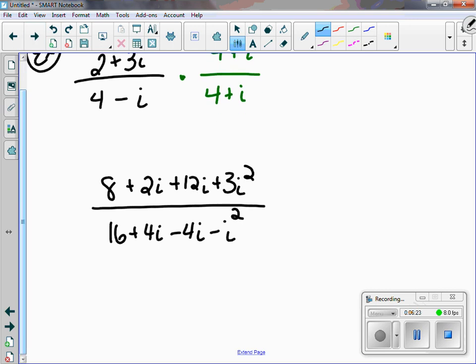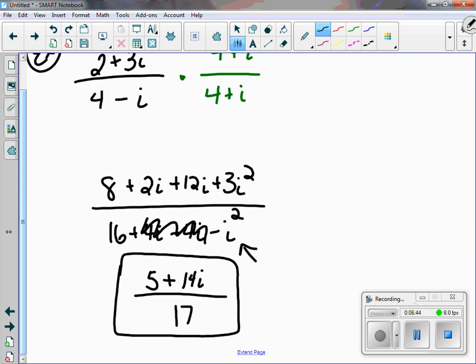So on top here, realistically, I've got 8 minus 3 to give me 5 plus 14i. On the bottom, like I said, these cancel out. And then you have that negative 1. So that's actually going to go down to 17.